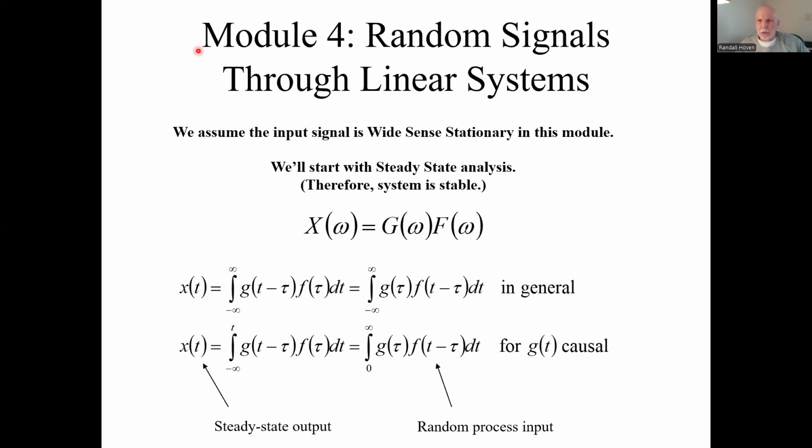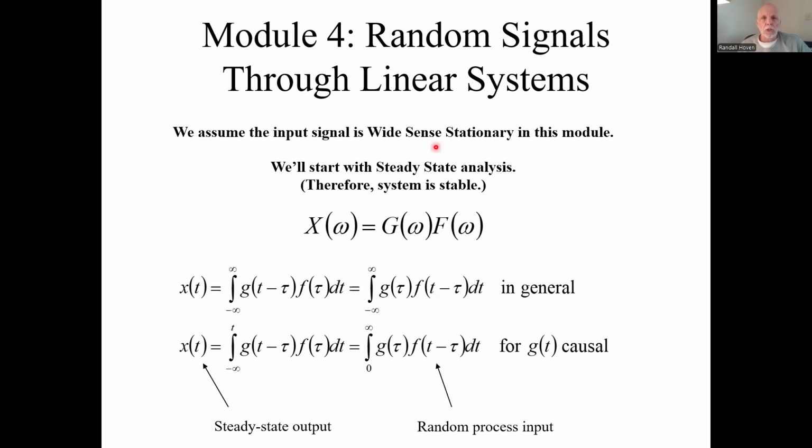We now start Module 4 of my course, Random Processes and Kalman Filtering. In Module 2, we talked about random processes. In Module 3, we talked about linear systems, just deterministic linear systems. Now in Module 4, we talk about random processes being the inputs to linear systems, and we want to see what the output looks like.